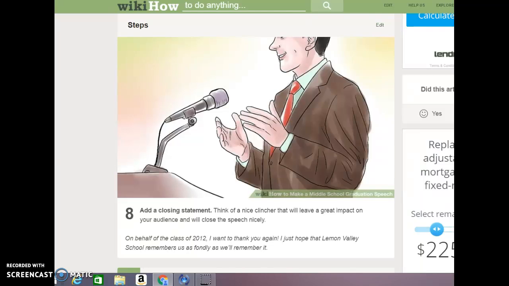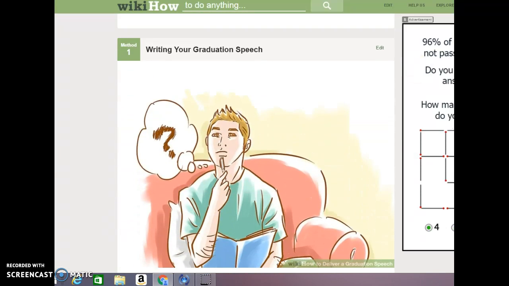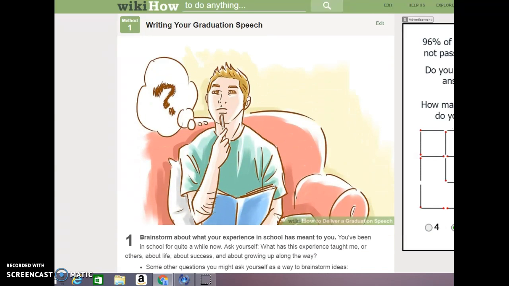Speech number 2 has more of a theme. So let's look at directions for speech number 2. It's geared towards a high schooler, but it still applies for you as a 5th grade student. So let's go down here, writing your graduation speech. So first of all, they said brainstorm.